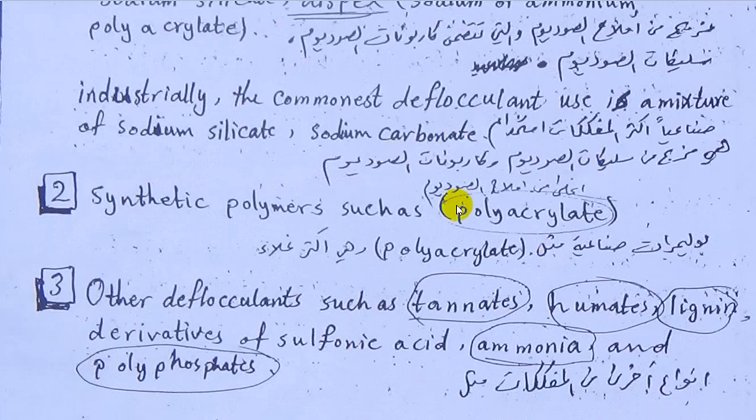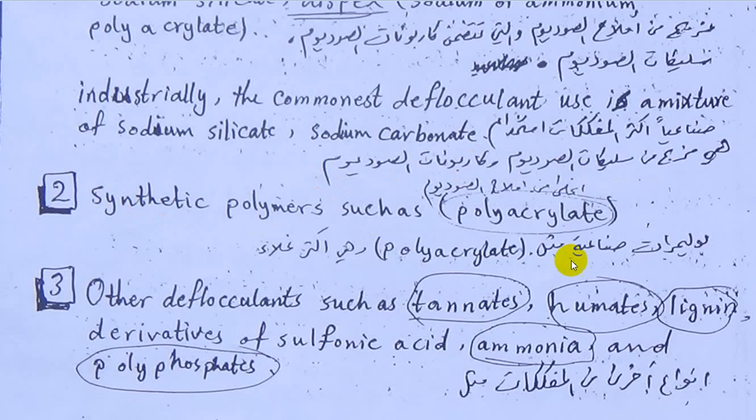Industrially, the most used deflocculants are a mixture of sodium silicate as well as sodium carbonate. So the most used type of deflocculants is the mixture of sodium silicate and sodium carbonate.